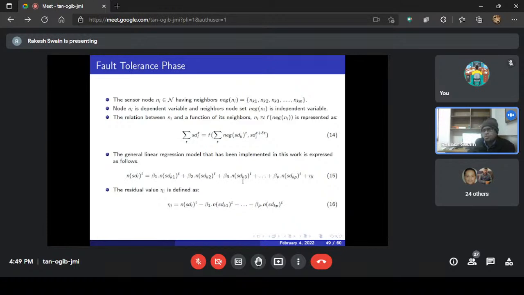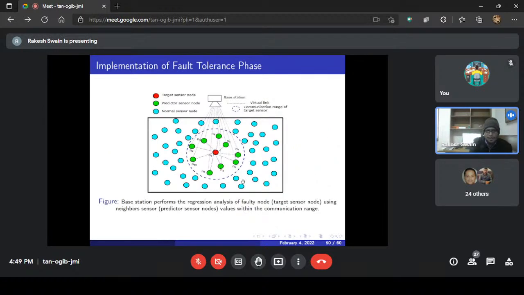Here I use regression techniques, simple linear regression and also stepwise regression, to find a relationship between the neighbor nodes and the particular node. The particular node is the target sensor node, and the neighbor nodes are the predictor sensor nodes. Using the neighbor sensor nodes, you predict the value.